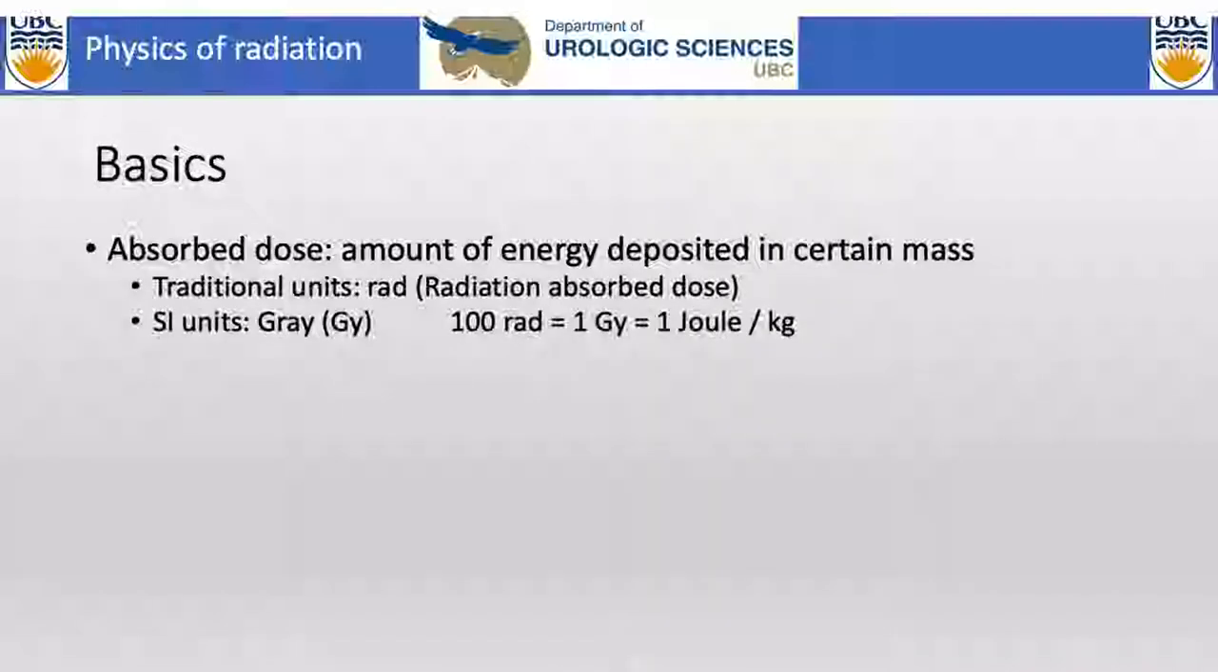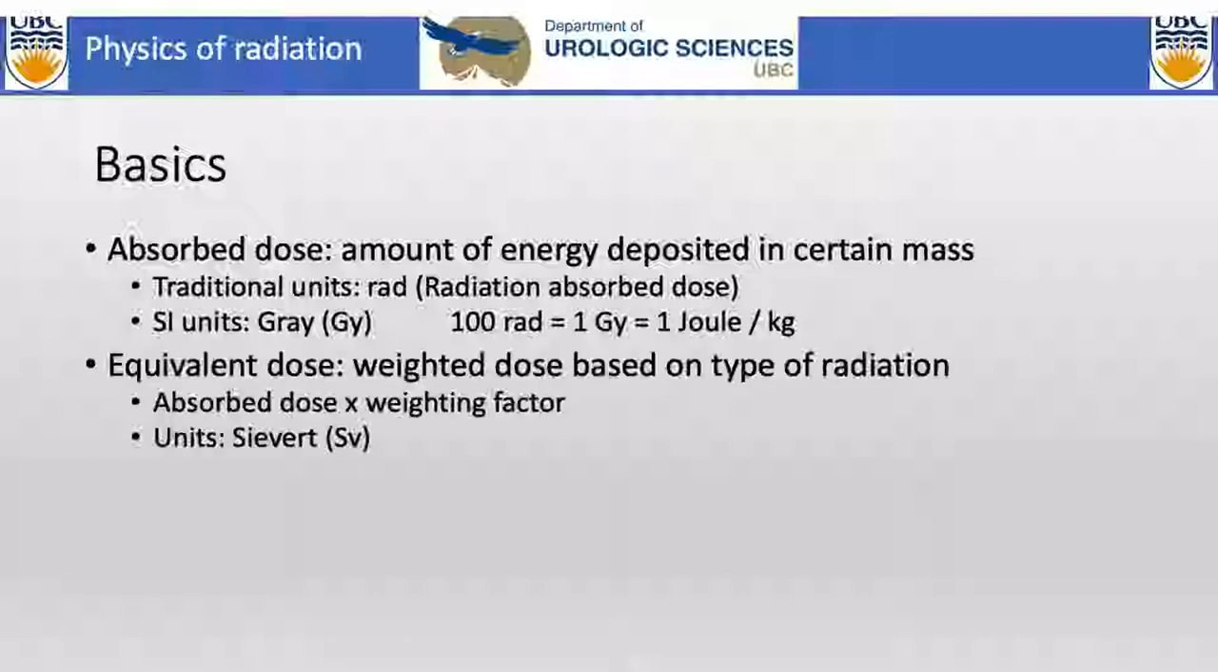So there are three different doses that they talk about in radiation. The absorbed dose is just generally the amount of radiation or amount of energy deposited in a certain mass. Units are now grays, used to be rads or radiation absorbed dose. Moving on from there, you have equivalent dose, which is the weighted dose, or the absorbed dose times a weighting factor for the type of radiation involved. The weighting factor for X-rays and gamma rays is just one.